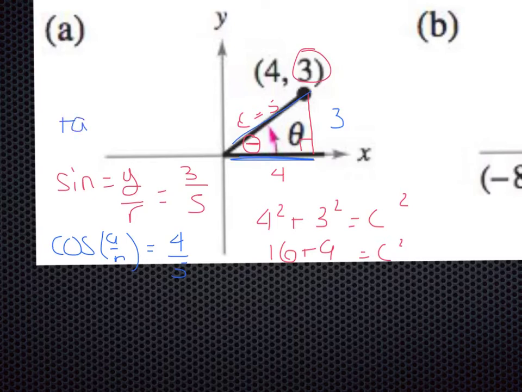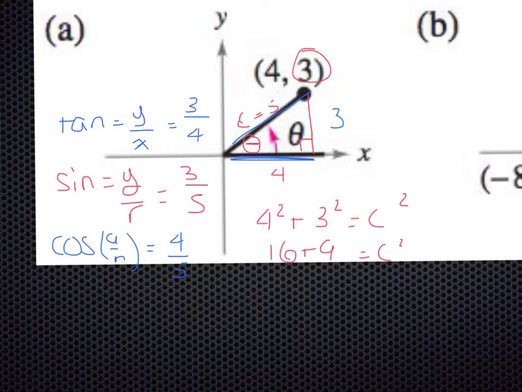Let's find tangent. Remember, tan is y over x. Or SOHCAHTOA, opposite over adjacent. You can use either definition here. They will both work. So here y is 3, x is 4.